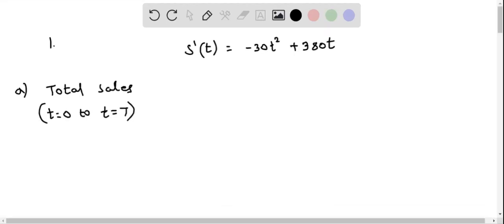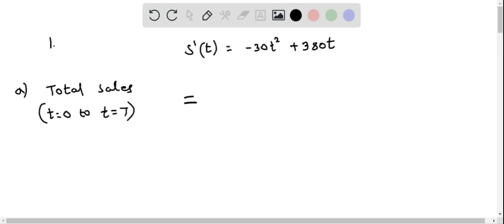Let's do question one. Here we are given that the sales revenue changes at a rate given by this equation: S prime of t equals negative 30t squared plus 380t. And in part A, we have to determine the total sales, that is from t equals 0 to t equals 7.